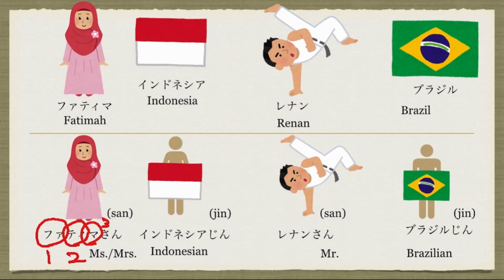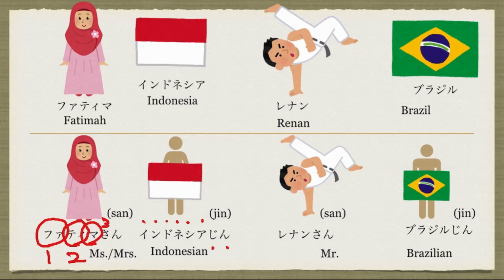In the same logic, Indonesia is written in Japanese as インドネシア, 6 letters. So we pronounce it インドネシア. And when we describe the person's nationality, we put 人. So this is Fatima, ファティマさん, インドネシア人.